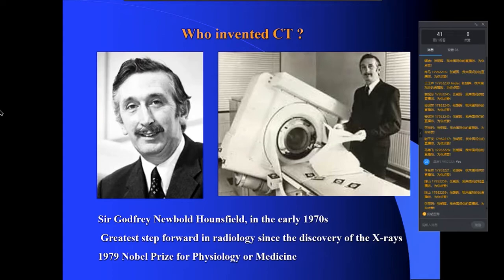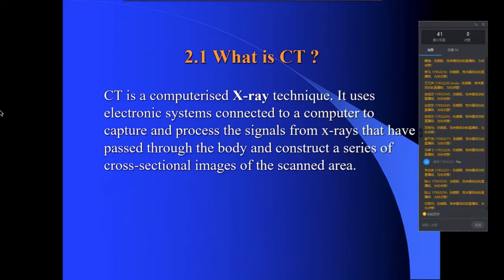But what is CT? CT is a computerized X-ray technique. It uses an electronic system connected to a computer to capture and process the signals from X-rays that are passed through the body and construct a series of cross-sectional images of the scan area.